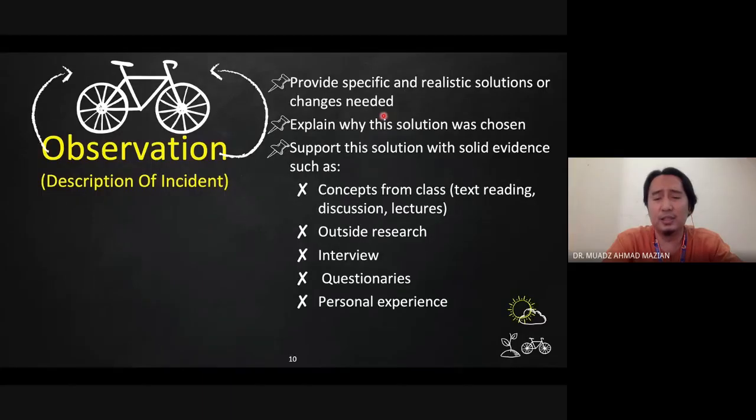So nampak daripada general you dah turunkan sikit, right? Support this solution with solid evidence such as concepts from class, texts, reading, discussions, lectures, all right, outside research, interviews, questionnaires, personal experience. So all of these are methods that can help you for your observation. Okay, after this I will give you an example. Okay, don't worry.